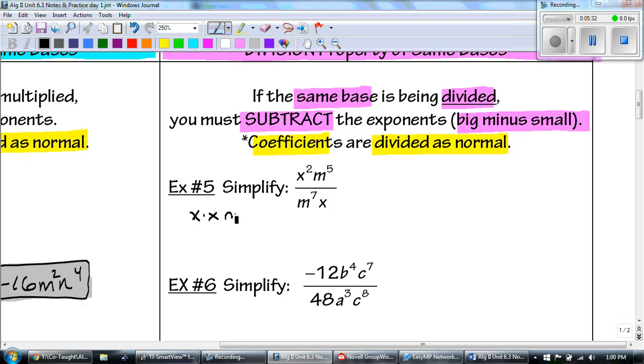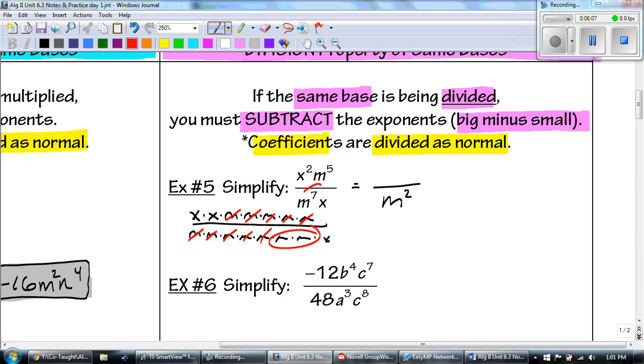I have two x's and then 1, 2, 3, 4, 5. And then I have 1, 2, 3, 4, 5, 6, 7, and a 1. And I don't want to be doing this every time. But alphabetical order, I'm looking at the m's first. I'm saying we subtract. So those cancel, those cancel, those cancel, those cancel, and those cancel. So on the bottom I have m squared.